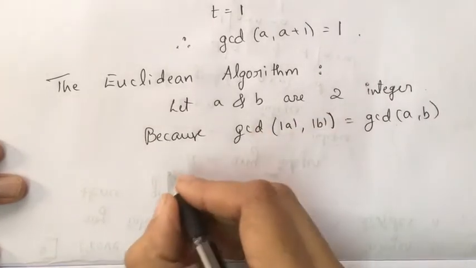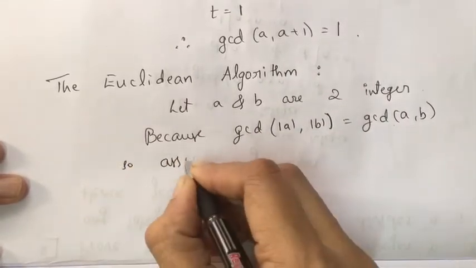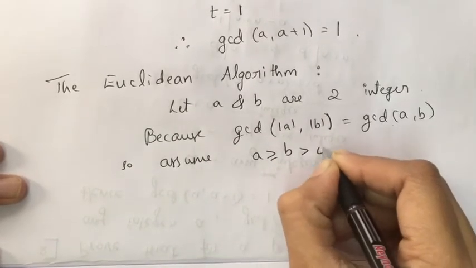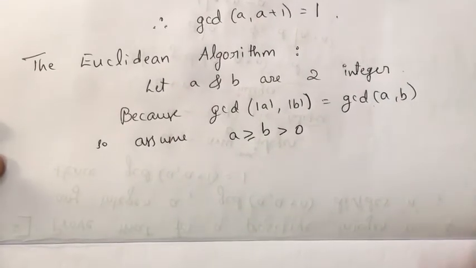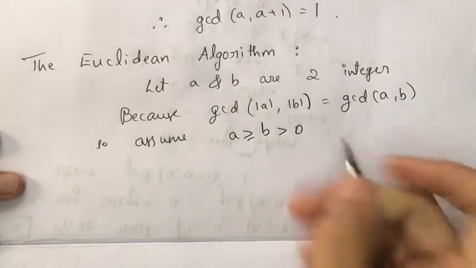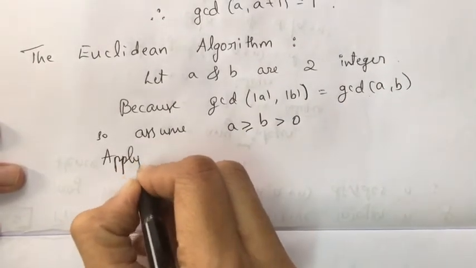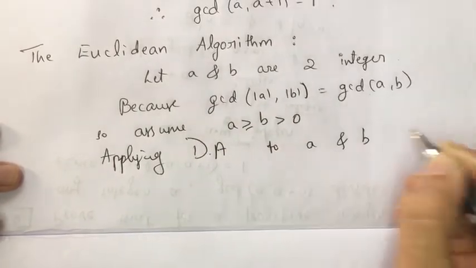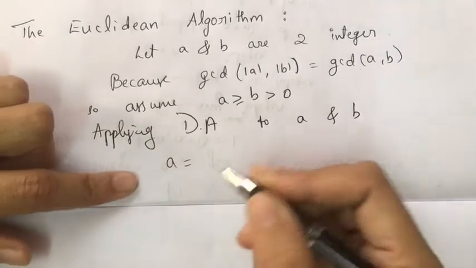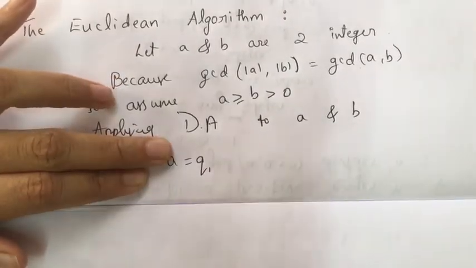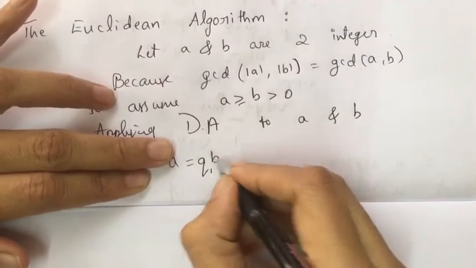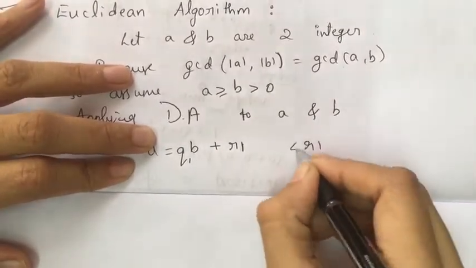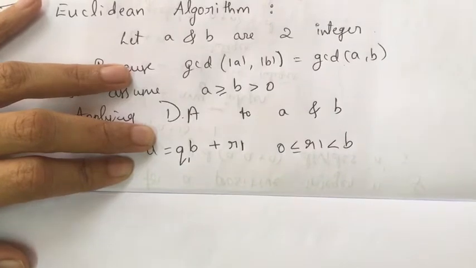So we assume that A is greater than or equal to B and it is greater than 0. And we apply the division algorithm to A and B. How do we write it? A equals Q1 times B plus remainder R1, and this remainder is greater than or equal to 0 and of course it must be less than B.